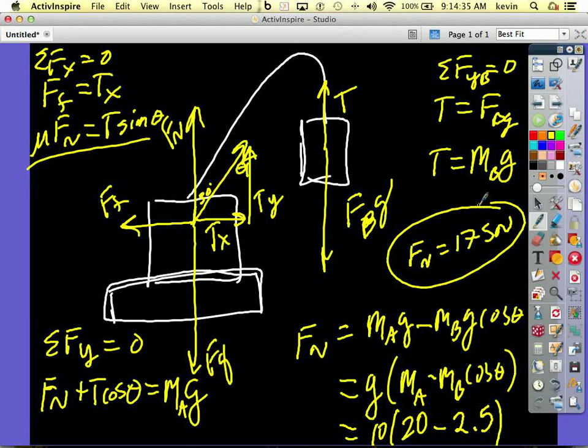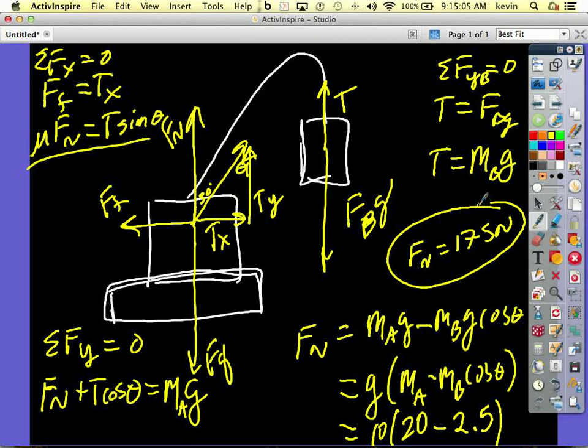Did I change gravity to mass here? No, this is the force of gravity on mass B. And then I turned that into mg. So I didn't turn the weight of an object into gravity. I said the weight of an object is mass times gravity. Does that make sense? Other questions?